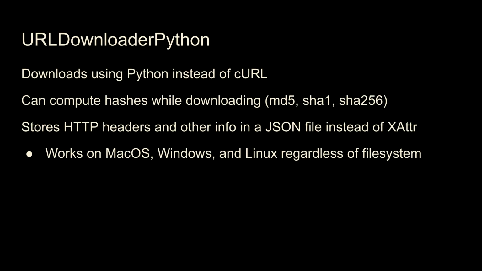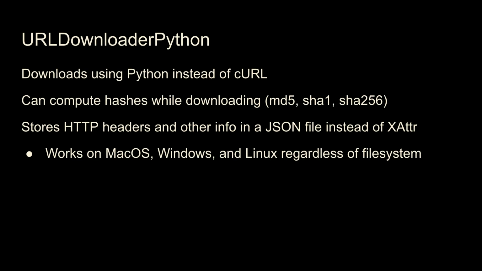So there's a processor called URL Downloader Python that I've written, and it's kind of the key to using AutoPkg on Mac, Windows, and Linux, because it's the only downloader processor that works correctly on Mac, Windows, and Linux equally well. There's a processor called URL Downloader, and it stores information about the downloads in the file attributes.